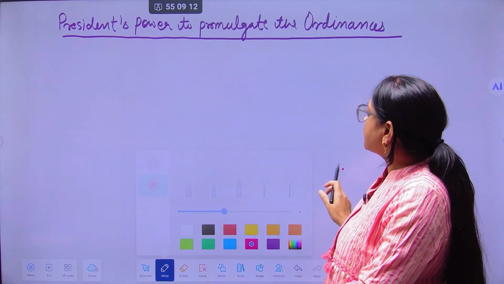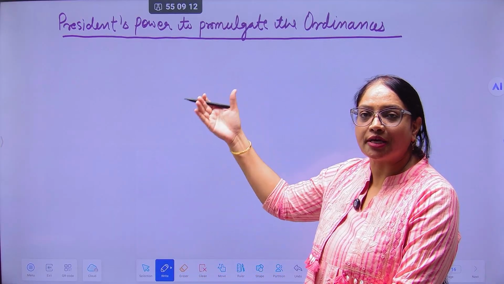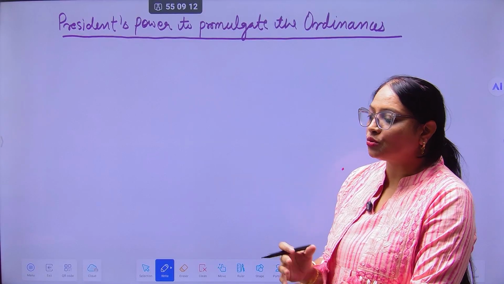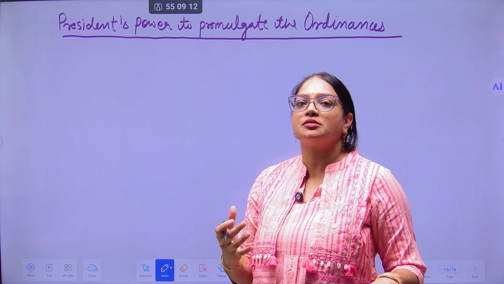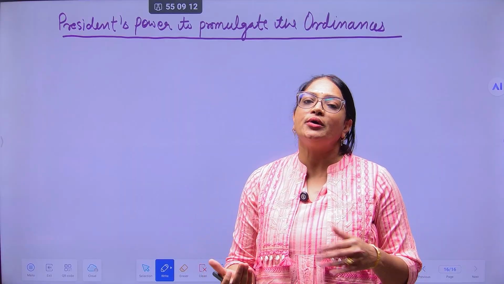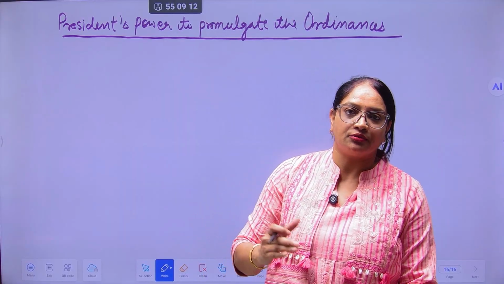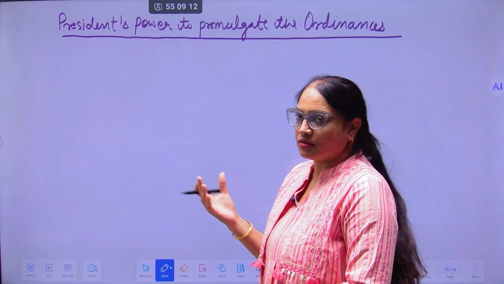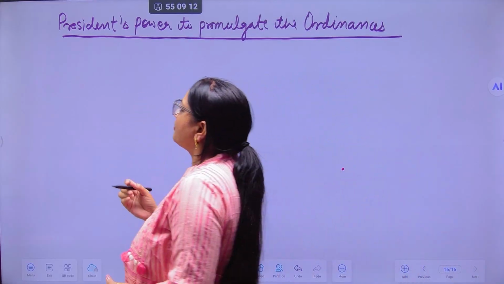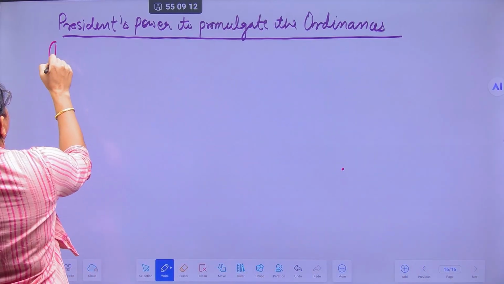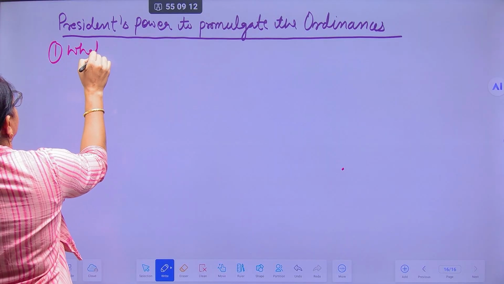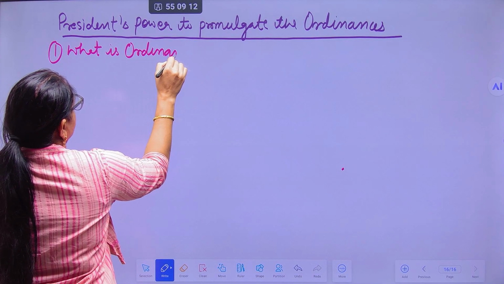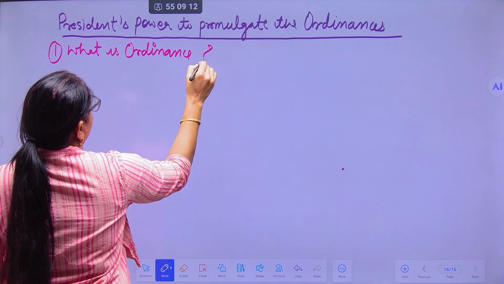We will try to understand all the major facts and dimensions about the issuance of ordinances. Firstly, try to understand what is the meaning of ordinance and how it is different from the lawmaking authority of the Parliament, right? So, there are a few dimensions we will discuss here. Suppose the first one: what is ordinance? A basic definition we will try to understand.